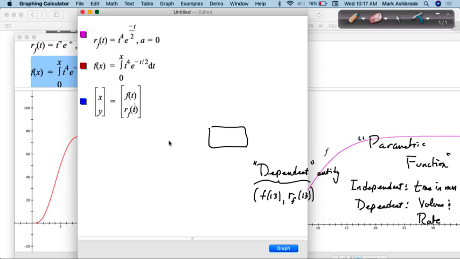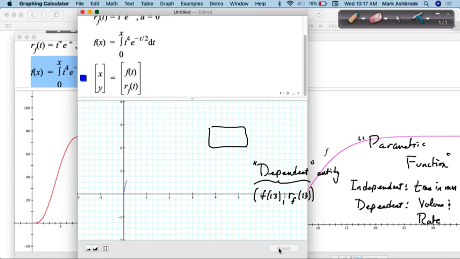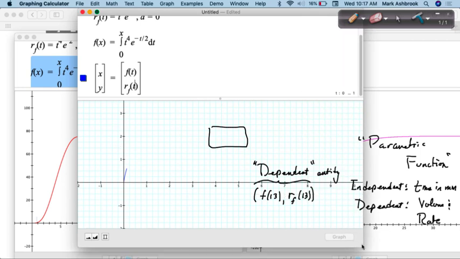So now we're telling GC to create that graph that we've been working on, putting values of f on the horizontal axis for x values and putting the rate on the y-axis for given values of t. So let's graph it. And what happened? If you noticed over here, it shows t varying from 0 to 1. Is that what we want? What do we want? 0 to like 35 or something?